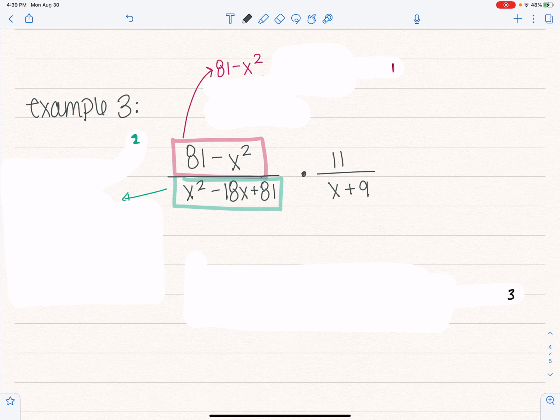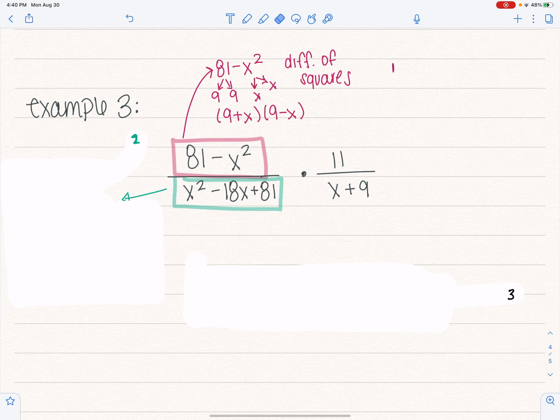My last example is going to be 81 minus x squared divided by x squared minus 18x plus 81 times 11 divided by x plus 9. And so I started to do some of this for you so that it would make the video go a little bit quicker. But I'm going to factor 81 minus x squared. Hopefully you notice this to be an example of difference of squares, because I can write 81 as 9 times 9 and x squared as x times x.